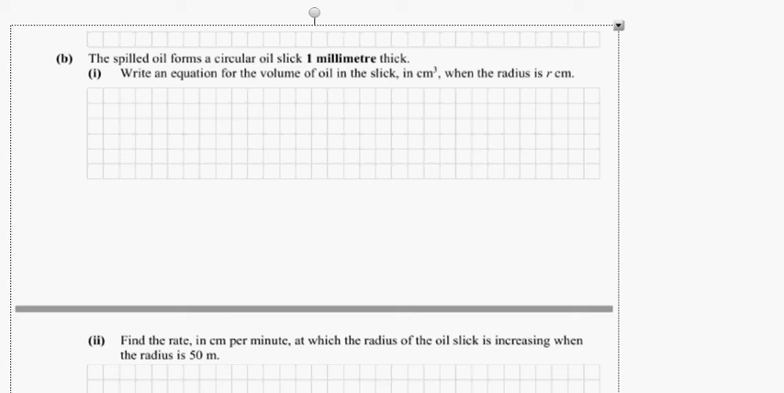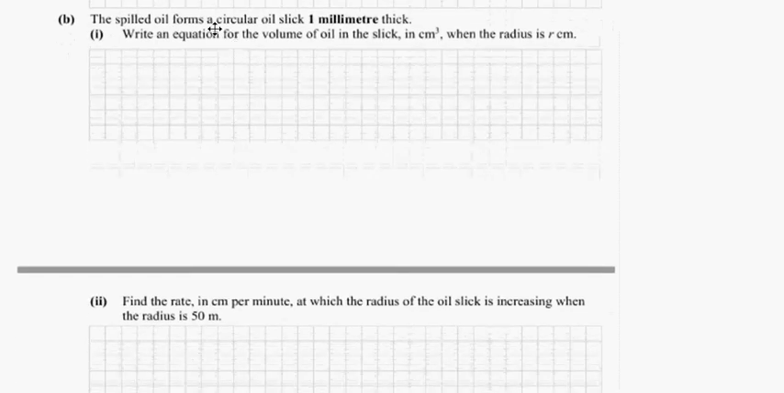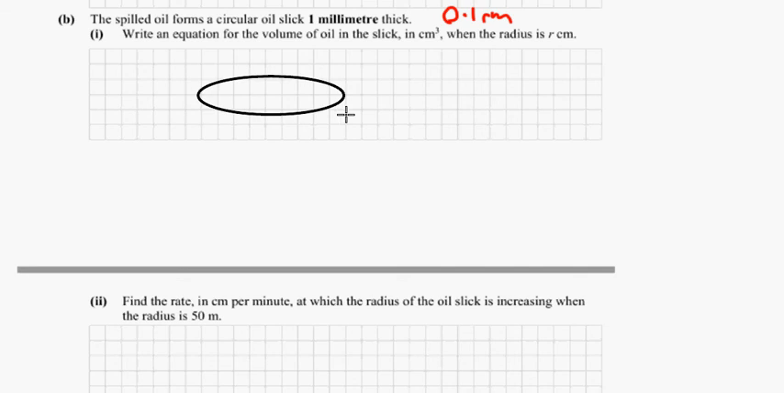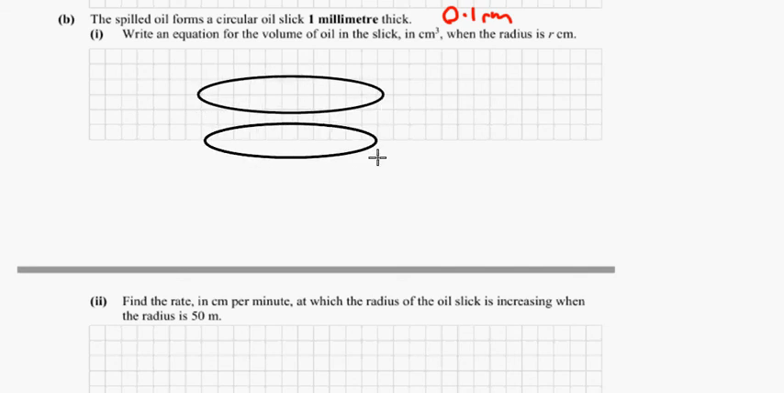B. The spill forms an oil slick 1 millimeter thick, and 1 millimeter is 0.1 centimeters. Write an equation for the volume of the oil slick in centimeters cubed when the radius is r. Essentially, if you imagine the surface of the water, it's a circular oil slick with a small height, and its height is 0.1 of a centimeter, and its radius is r.